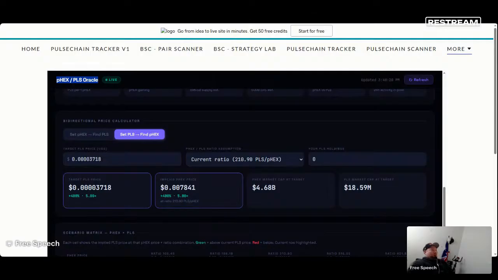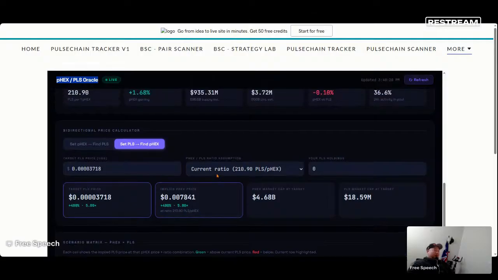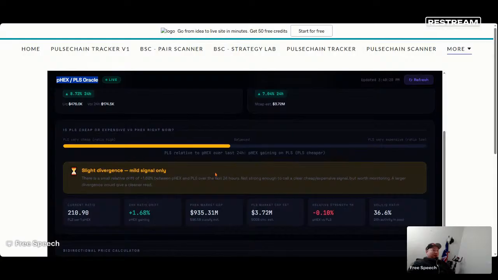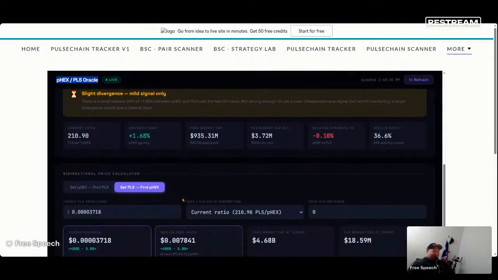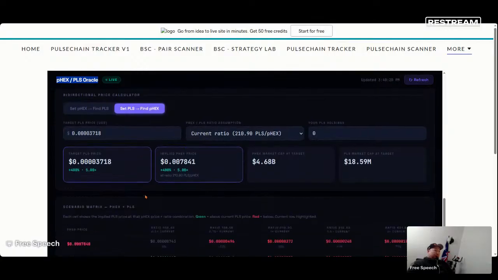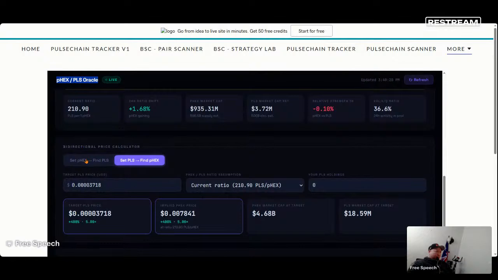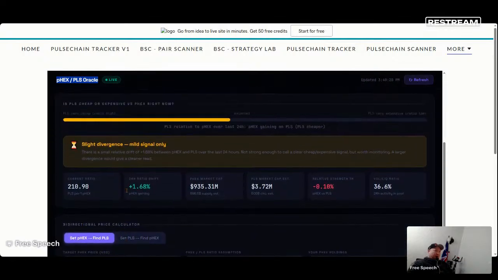But anyway, back to this: the reasoning is right there underneath, so you understand why it's saying what it's saying. Again, I don't know how to test it, because if you put in the current price it's going to be 100% based on the numbers it has, because it's mathematics. But the reason I think it's interesting is if you start putting in prices. Where are we at with pHEX? What's the price of pHEX now?